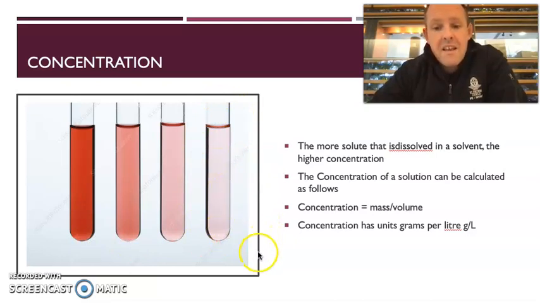We can calculate the concentration, and we'll do a couple of examples of this in class, but if we want to calculate the concentration, what we need to know is the mass of our solute that we've used and the volume of the solvent that we have. If we know those two things, we can do a simple calculation where we divide the mass by the volume, and it will tell us our concentration of that solution. And that's it for solutions.